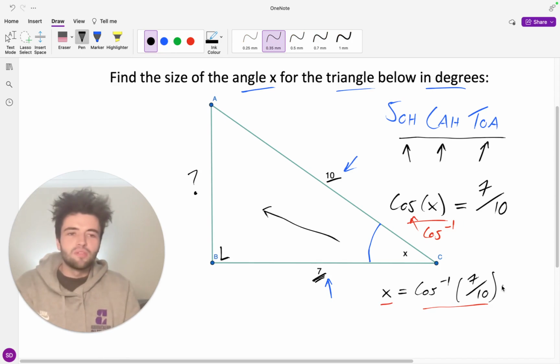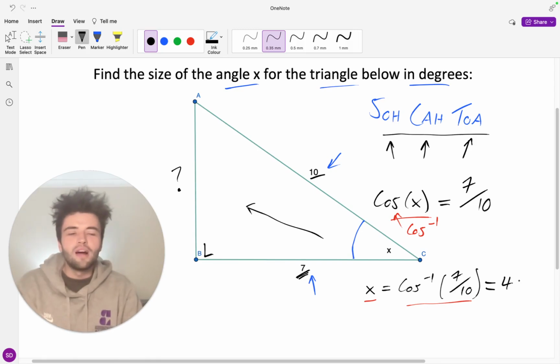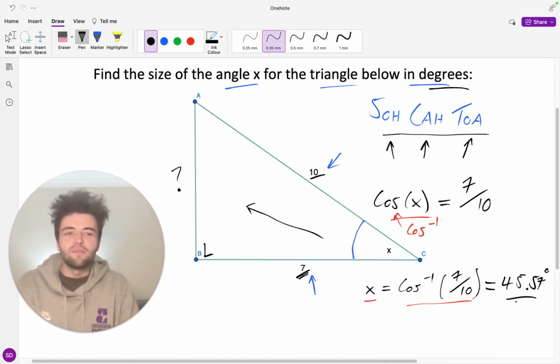So now we just need to plug this in the calculator to find the value of the angle x. And when you do that, you're going to get a value of 45.57 degrees. So that's going to be, once again in degrees, just as it's stated in the question. That is going to be our final answer, and that's going to be it for this video.